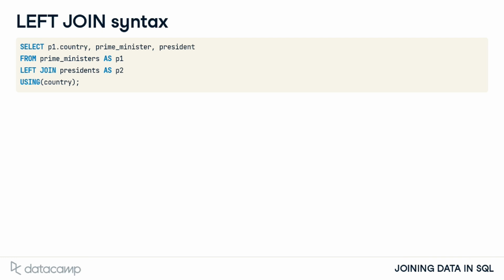Let's go back to our world leaders example. Say we want our query to include all countries with prime ministers, presidents if they happen to have them, and missing values if they don't. Left join will give us the results we need. The syntax of left join is very similar to inner join. Only the word inner is replaced with left. Note that left join can also be written as left outer join in SQL.